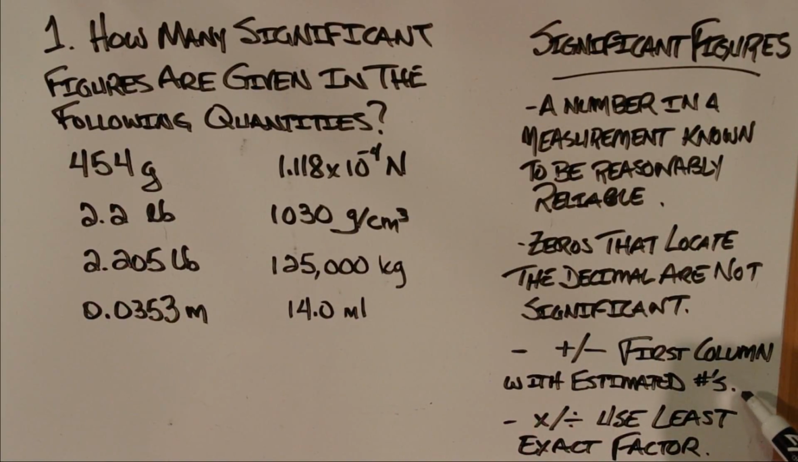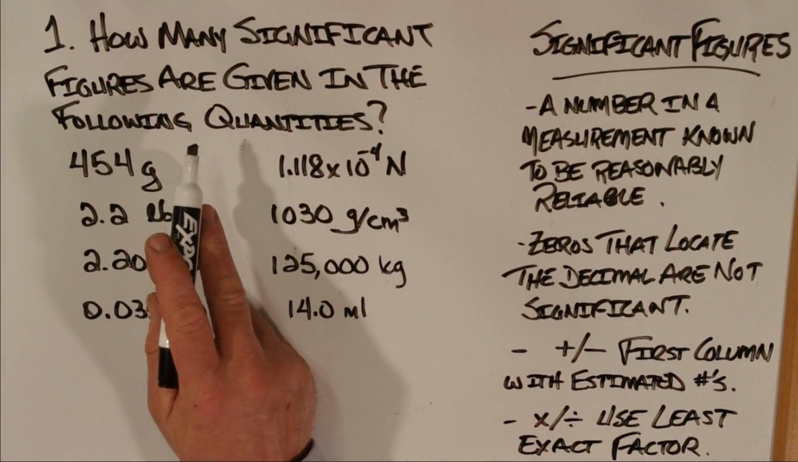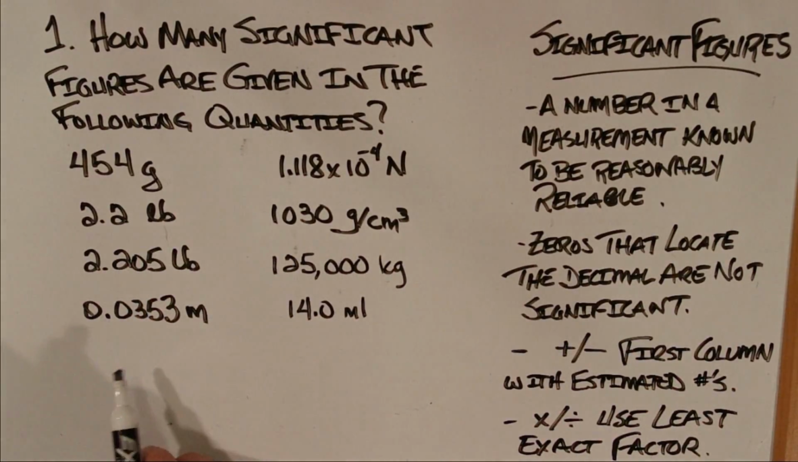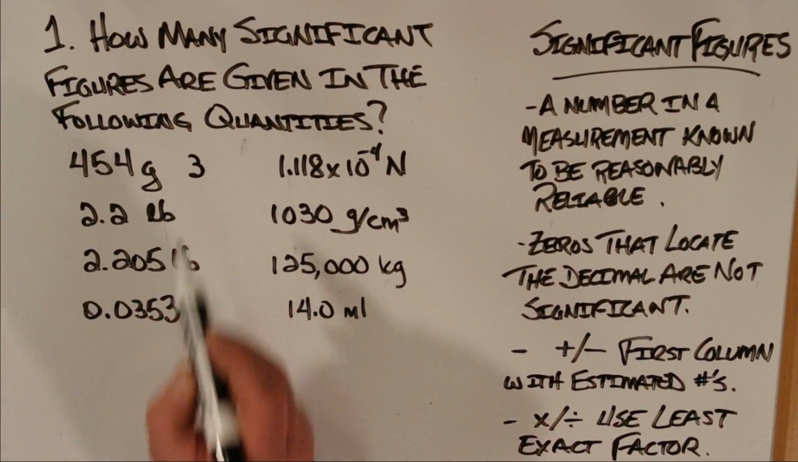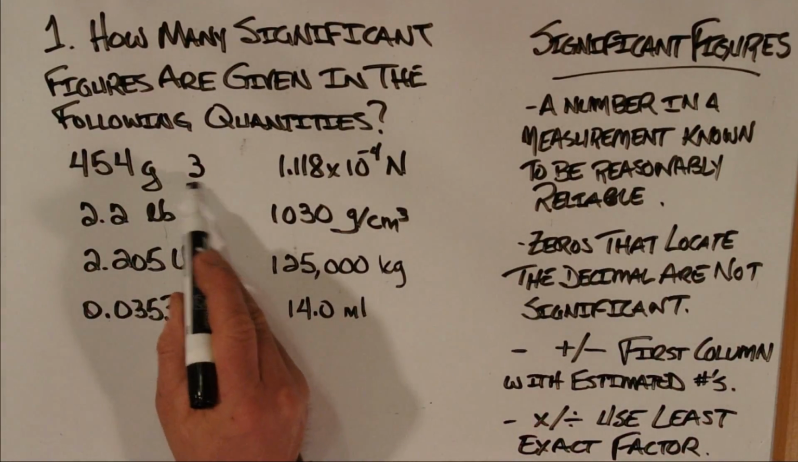If you're adding or subtracting, the first column with estimated numbers is where you stop in terms of the number of significant figures. And when you're dividing or multiplying, the least exact factor is the one that you use for significant figures. Taking a look at the first problem, how many significant figures are given in the following quantities?